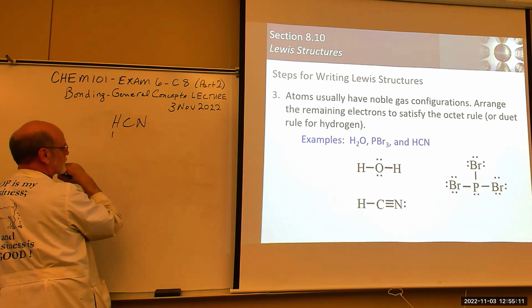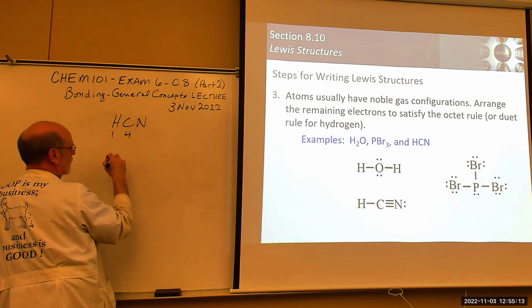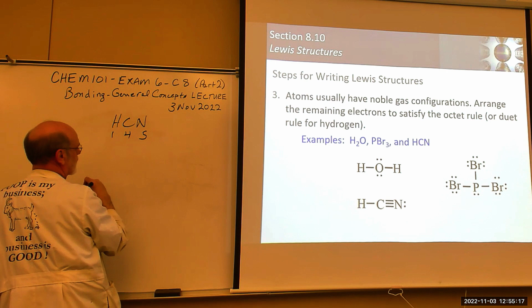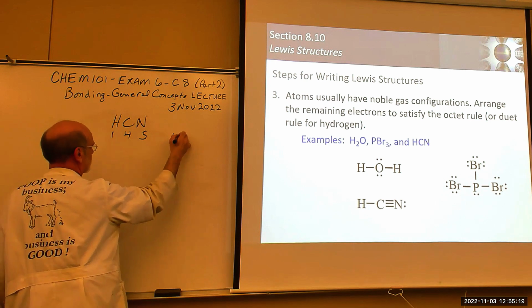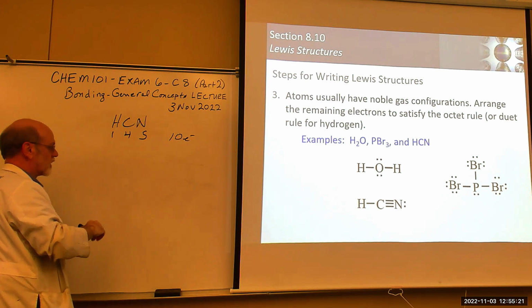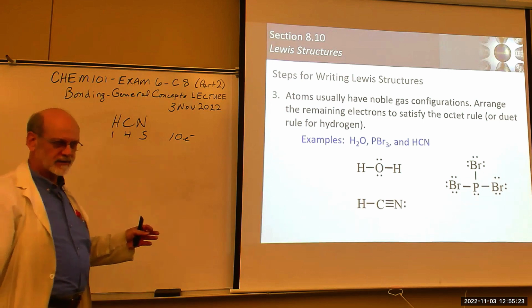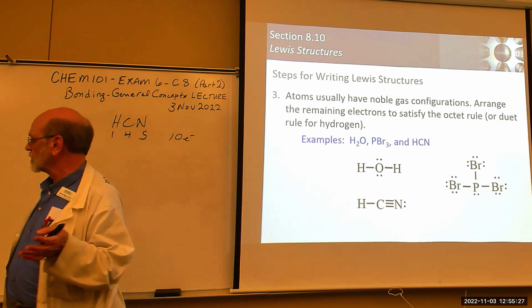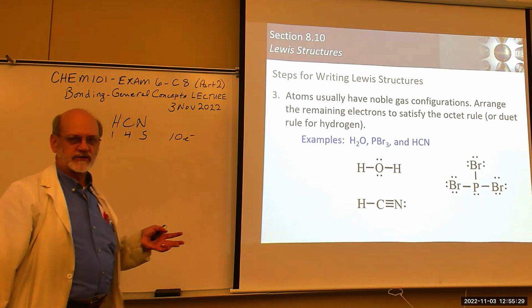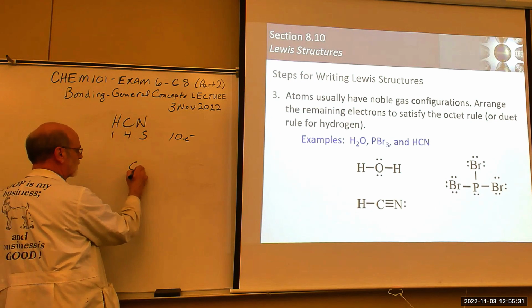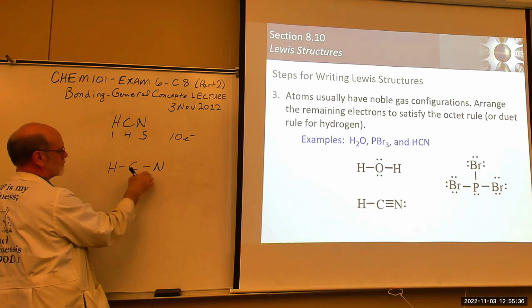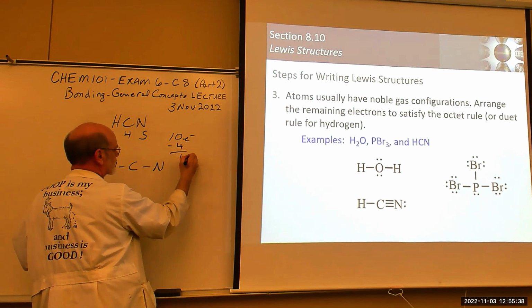Well, there's 1 valence electron for hydrogen, carbon's 4 over, nitrogen's 5 over, right? So we have 10 electrons. So which one goes in the middle? Well, hydrogen can't go in the middle, but maybe nitrogen could. But look at their position. Carbon is to the left of nitrogen. So carbon should go in the middle. There we go, 2, 4. We got 6 electrons left.